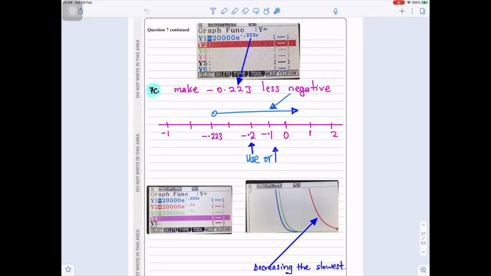If you look at the various graphs here, the original one is the blue one. If you use minus 0.1 instead of minus 0.2, you'll get this red one. And if you use minus 0.2, you'll get this green one. So the red one is decreasing the slowest because you can see it's coming down gently, but the blue one is coming down faster. This one is coming down gently. So that's what it means by making it less negative to decrease slowly.